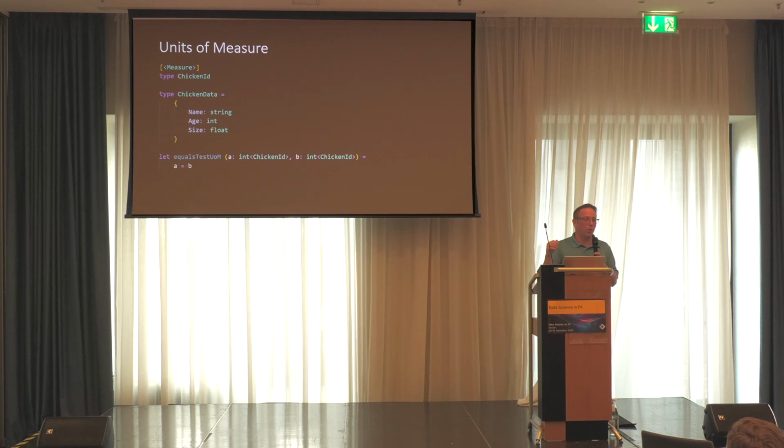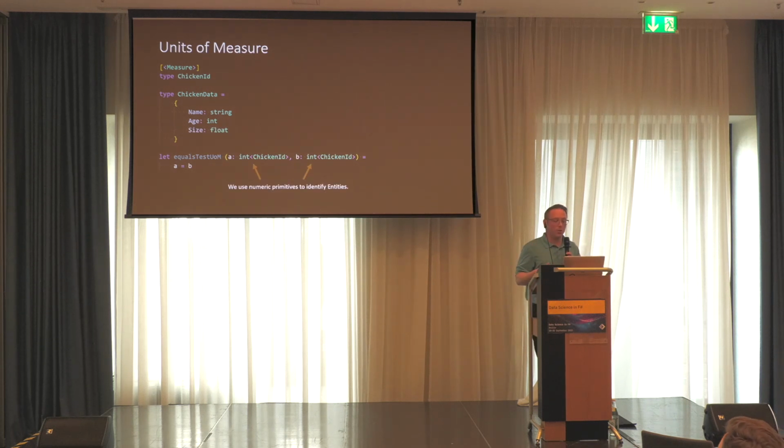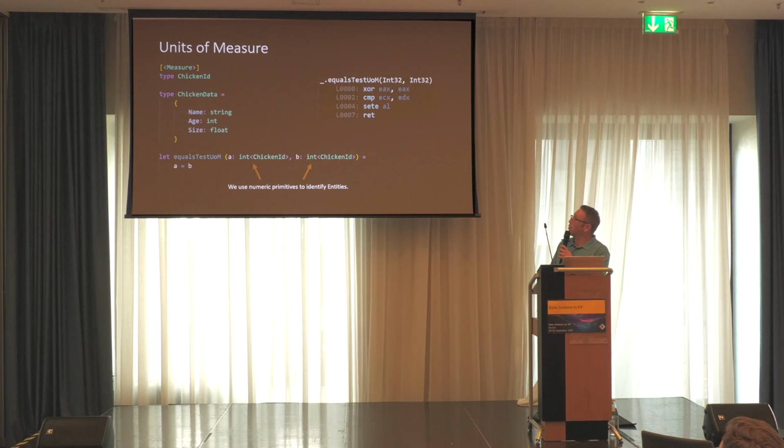So now in this case, what I'm doing is I'm going to create a unit of measure, which is chicken ID. And I'm going to use that to annotate integers to indicate what they are meant to represent. And now the type chicken has changed to type chicken data. Because in reality, that was never actually a chicken. It was just information about a chicken. And now I have this equals test. And you notice that I'm using integers with a unit of measure of chicken ID. How much x86 does this emit? That. Far, far more efficient.